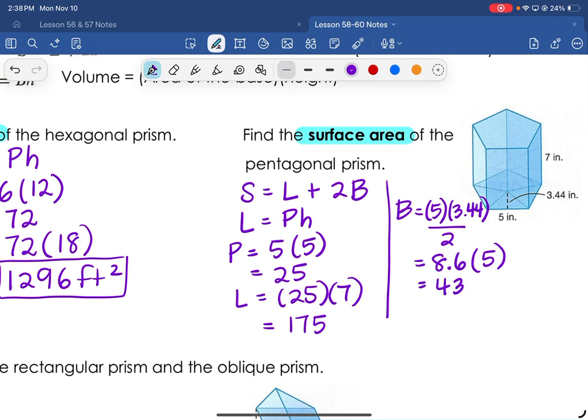Okay. Now we're ready to plug it into surface area. So do you just add those together? 175 plus 2 of these, 43. That's what the formula says. The answer is 261 what? Inches squared. Very good.